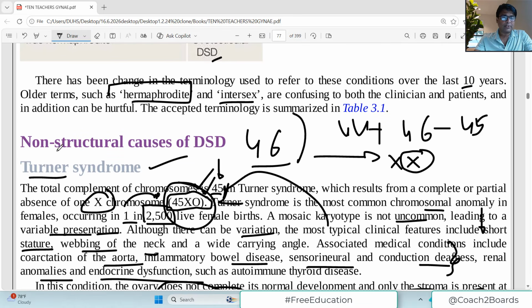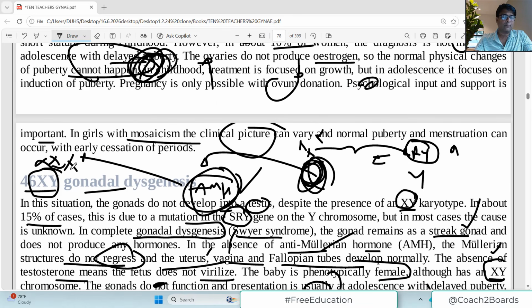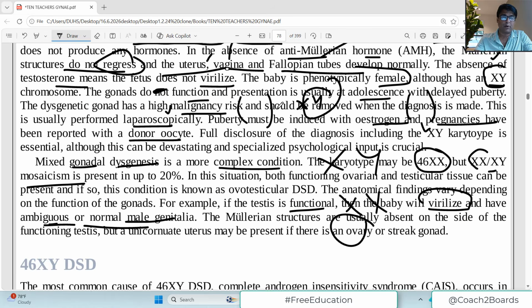तो ये दोनों terms आपको अच्छे से पता होने चाहिए. What is Turner syndrome, what is gonadal dysgenesis. इसमें gonad नहीं form हो रहा.